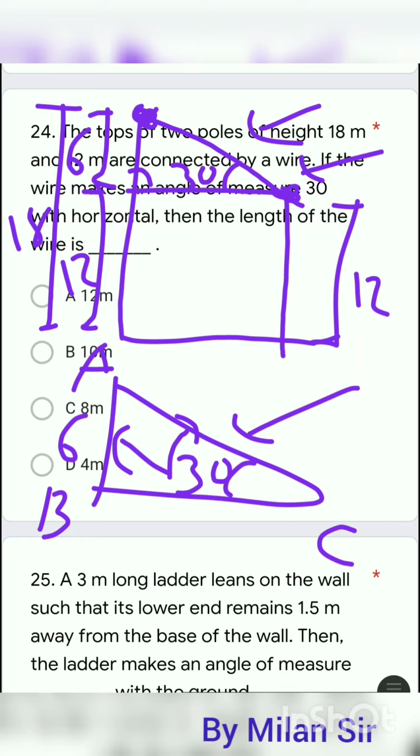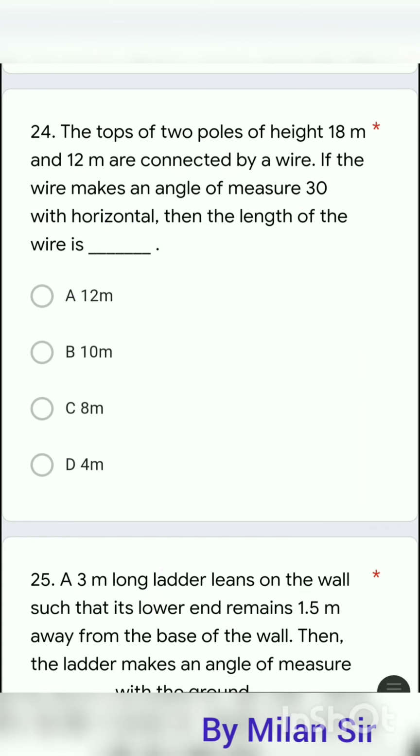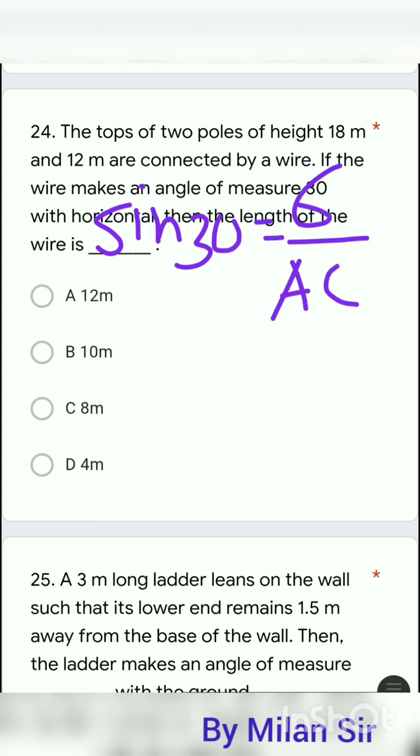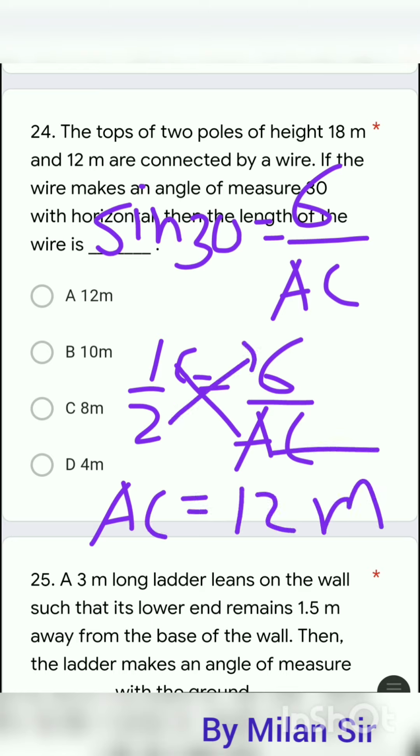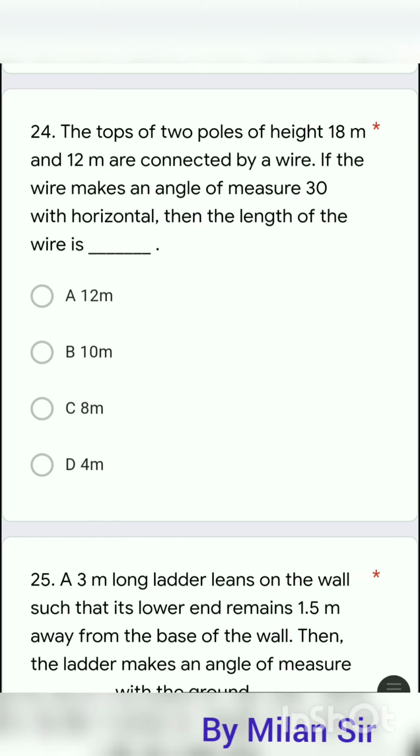So here we need to use sine, right? Because the sine formula is opposite upon hypotenuse. So sine 30 is equal to opposite 6 upon hypotenuse AC, right? Now sine 30 is 1 by 2, right? Now transfer this AC here, so AC into 1, and transfer this 2 here, so 6 into 2 is 12. So 12 meter is the answer for AC. That means the length of the wire is 12 meter. Option A is the correct answer.